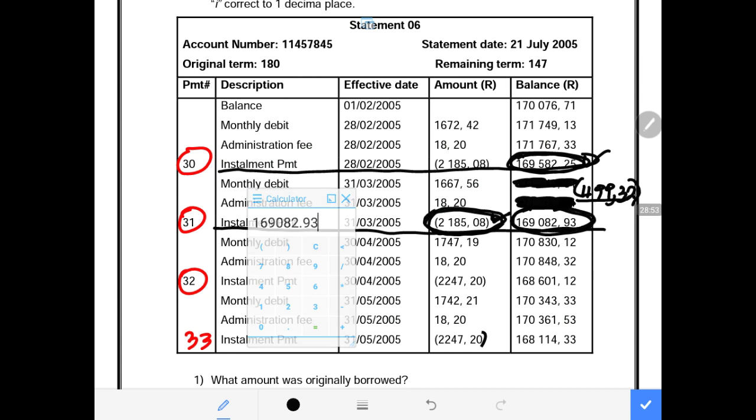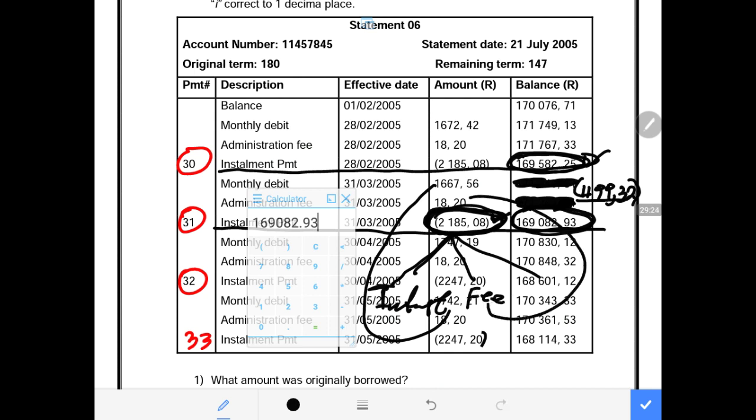Although we pay 2,185, the loan decreases with only a small amount, because the monthly payment on any loan, guys, is divided into three. There's the first leg, the second leg, and the third leg. The first leg is the interest, which we can see takes too much of what we pay. Out of 2,185, it is the revenue to the bank. The second portion is the fees, the administration fee, which is a fixed constant amount of 18.20. The last portion is 499.32, which is our capital portion, the amount that reduces our loan.